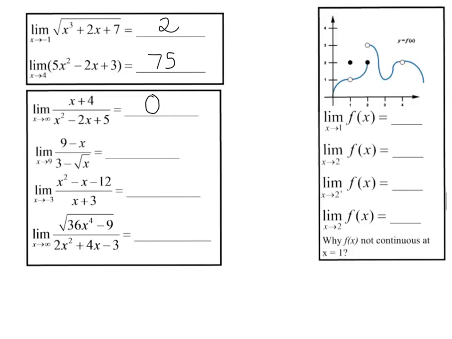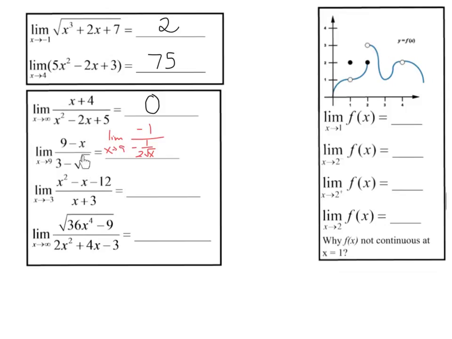Next, 9 minus x over 3 minus the square root of x. Well, if I plug in 9 to this, I get 0 and I get 0. So I can invoke L'Hopital's rule. So let me rewrite the limit using L'Hopital's rule here. So x approaches 9. So the derivative of the top is -1. The derivative of the bottom is -1 over 2 square roots of x.